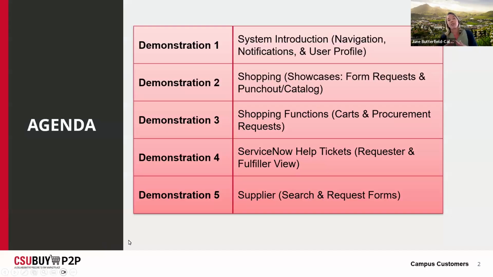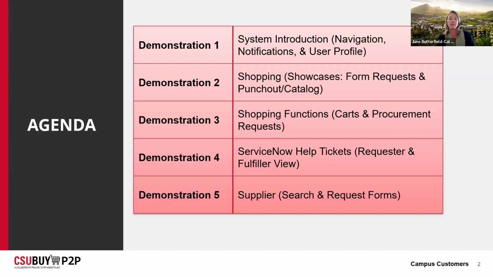So this demonstration today is going to provide an overview of key functionalities within the P2P system, helping you navigate procurement processes efficiently. Below is our agenda outlining the different demonstrations I'll be covering today. So we're going to begin with a high-level introduction to CSUBUY, covering navigation, notification, and user profile settings. This will help you get familiar with the system layout and functionalities. Next, we'll explore the shopping experience in CSUBUY, including how to use form requests and punch-out catalogs. This will allow you to find and order the products and services you need.